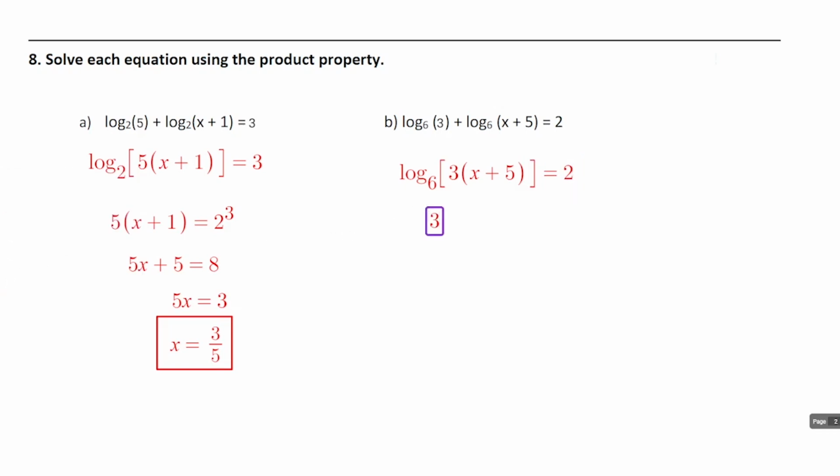Then, use the inverse property to rewrite the logarithmic equation as an exponential one. Distribute the 3 and square the 6 to get 3x plus 15 equals 36. Subtract 15 from both sides to get 3x equals 21. Finally, divide both sides by 3 to get our solution, x equals 7.